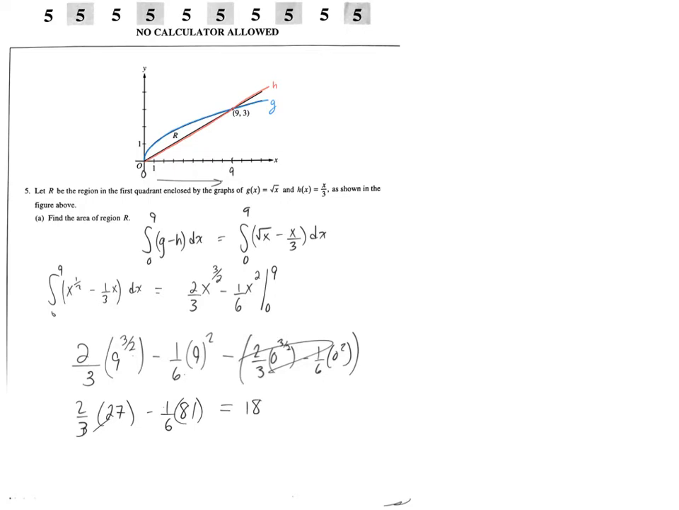You say, I don't know what 81 divided by 6 is, but 81 is 3 times 3 times 3 times 3, and 6 is 2 times 3, so you can cancel out those 3's, and it's going to be 27 over 2. To get a common denominator, that's 36 over 2 minus 27 over 2, which is 9 over 2. And there is our area bounded by those two curves between 0 and 9.